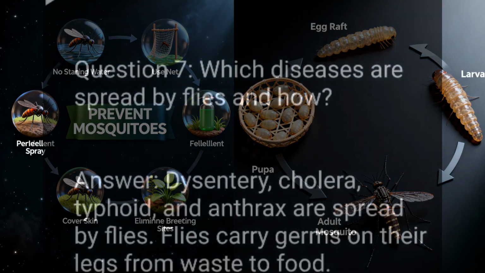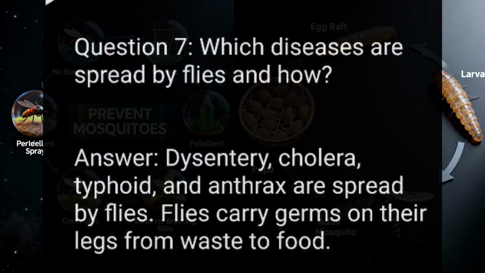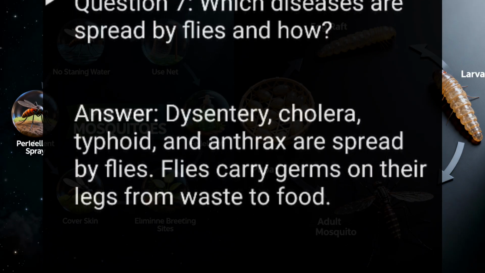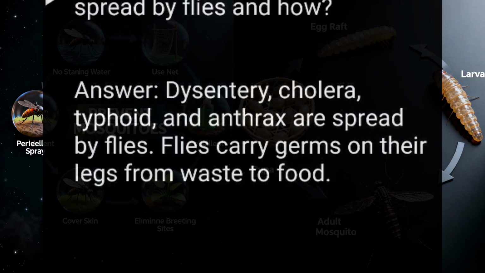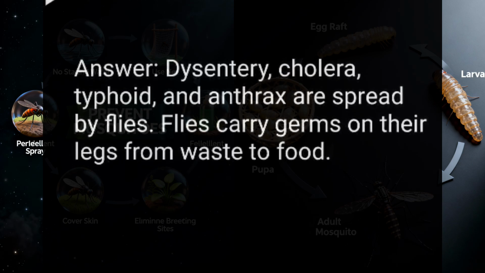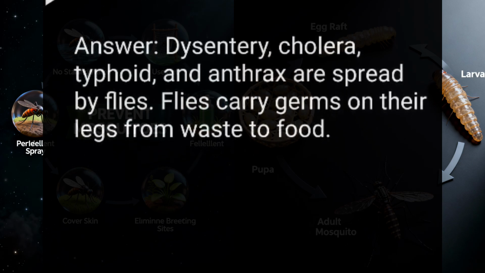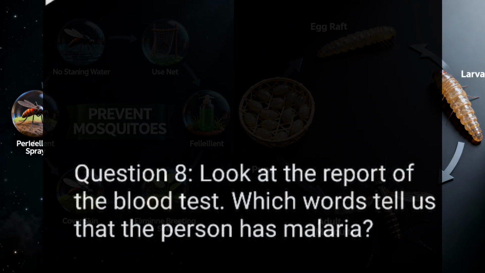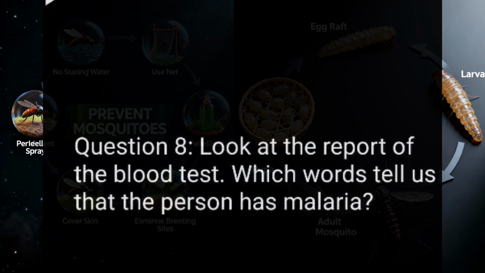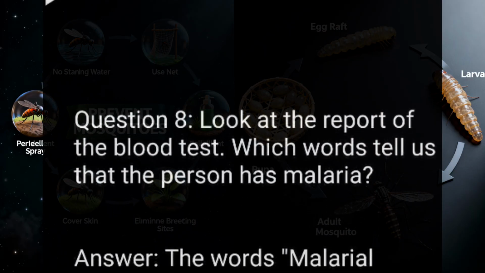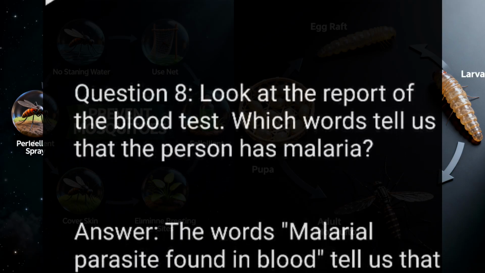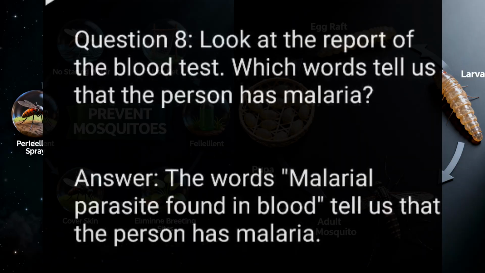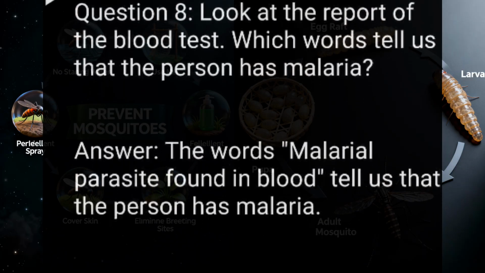Question 7. Which diseases are spread by flies and how? Answer. Dysentery, cholera, typhoid, and anthrax are spread by flies. Flies carry germs on their legs from waste to food. Question 8. Look at the report of the blood test. Which words tell us that the person has malaria? Answer. The words, malarial parasite found in blood, tell us that the person has malaria.